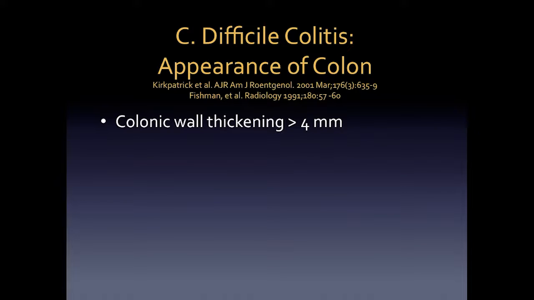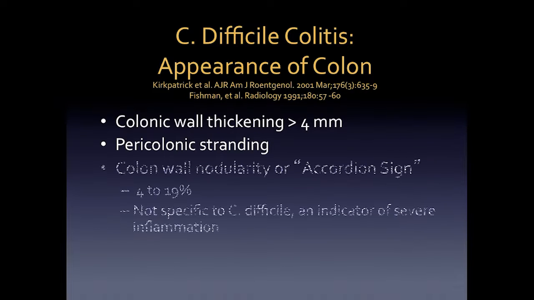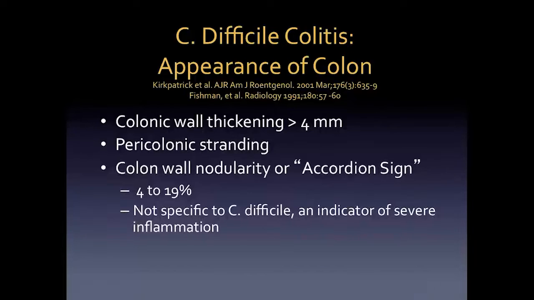So data shows that in C. difficile colitis, you're going to have wall thickening, not surprising, greater than 4 millimeters. So it doesn't have to be striking wall thickening, but the wall's a little bit thick. Pericolonic stranding. Colon wall nodularity has also been described. That's sometimes referred to as the accordion sign. And initially, when this was described, it was described as being very specific to C. difficile colitis. It's actually not, and you only see it in a minority of cases.